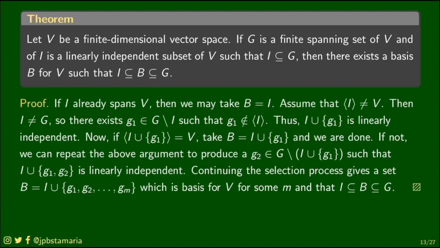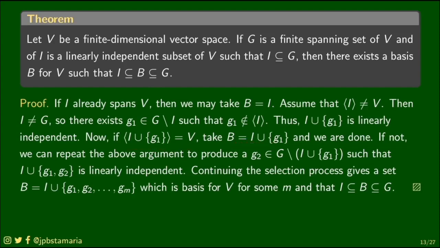So what we do is you combine G1 with I, joining G1 to I using union, and this is still linearly independent because G1 is not in the span of I. I mean, G1 is not redundant even if you put it into I. Again, if the span of this union is already V, we are done. You take this as your B.